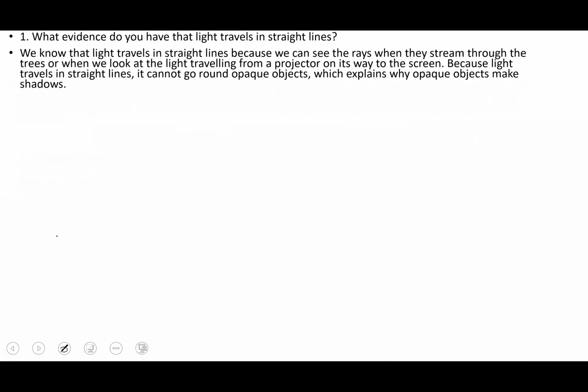Assalamu alaikum students. Today's topic is going to be about exercise properties of light. The first question says, what evidence do you have that light travels in a straight line? Answer: we know that light travels in a straight line because we can see the rays when they stream through trees, or when we look at the light traveling from a projector on its way to the screen.